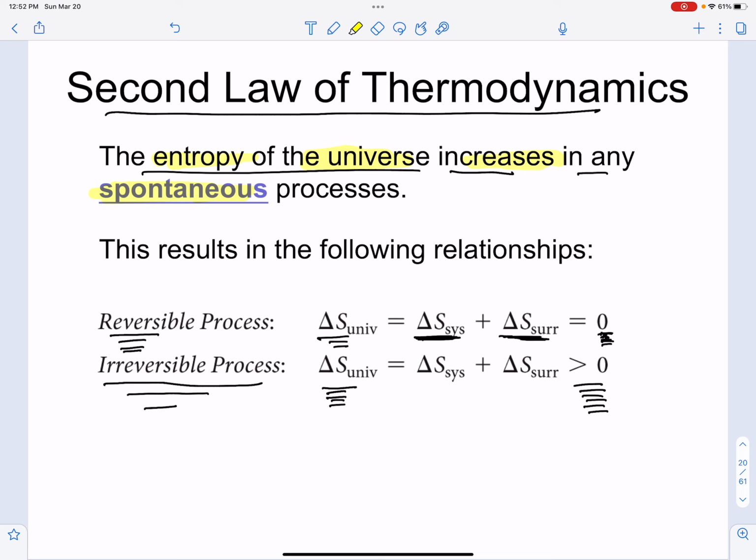So remember those two points. The change in entropy of the universe has to be equal to zero for a reversible process. It has to be bigger than zero for a spontaneous, or irreversible, process. All of this is happening in a spontaneous process.